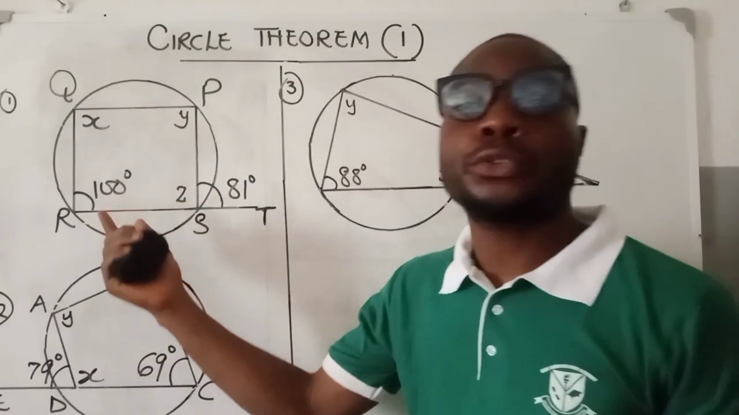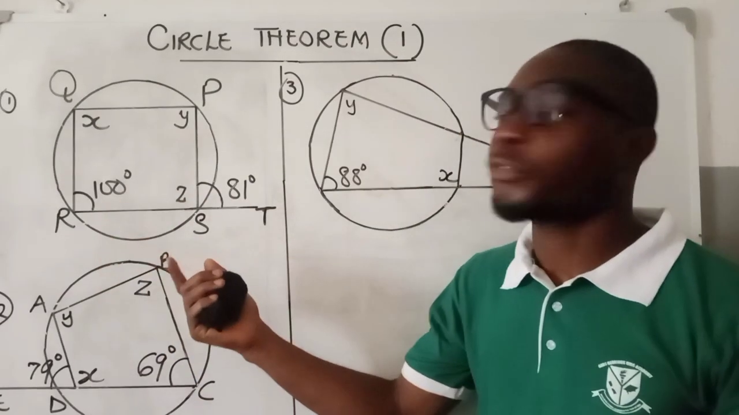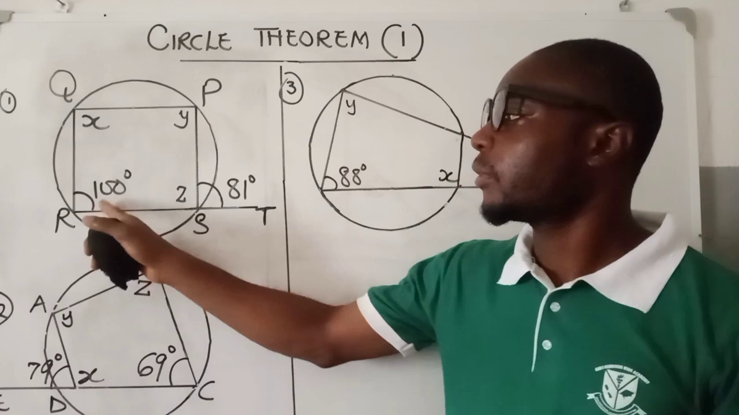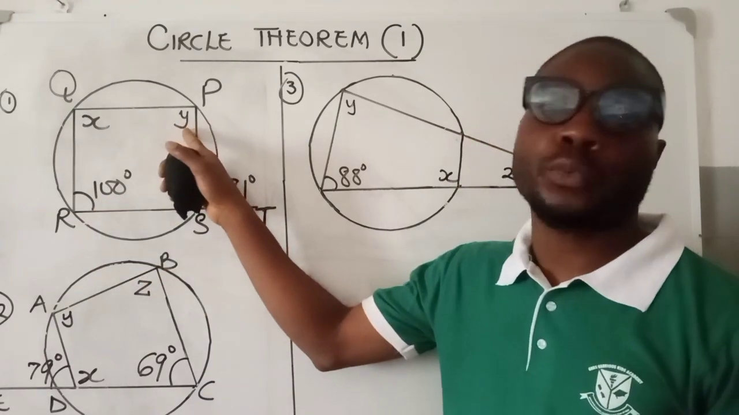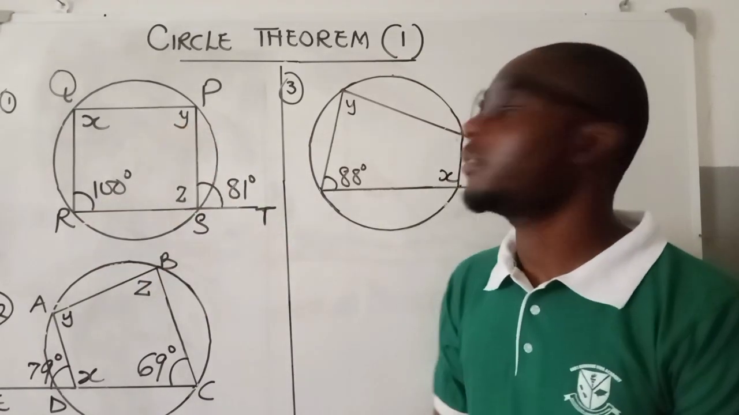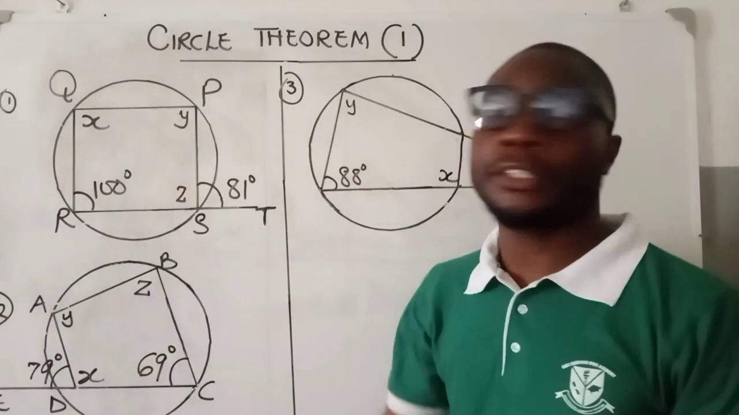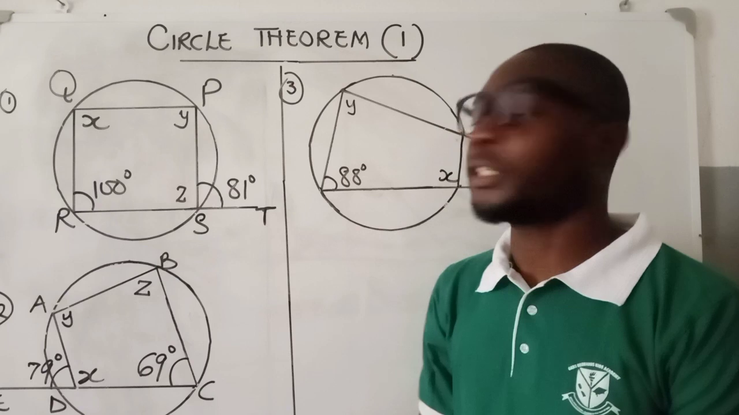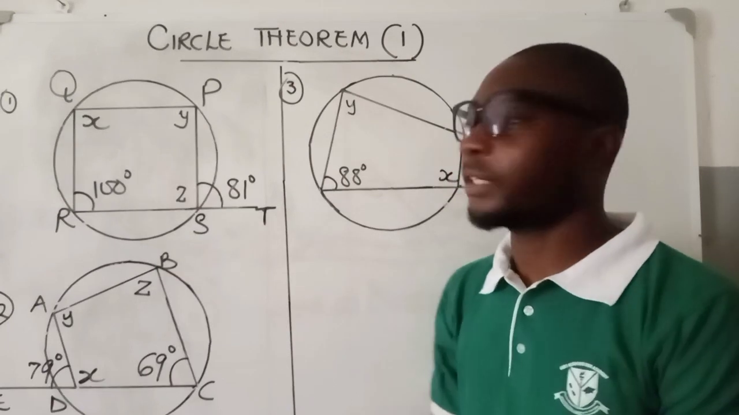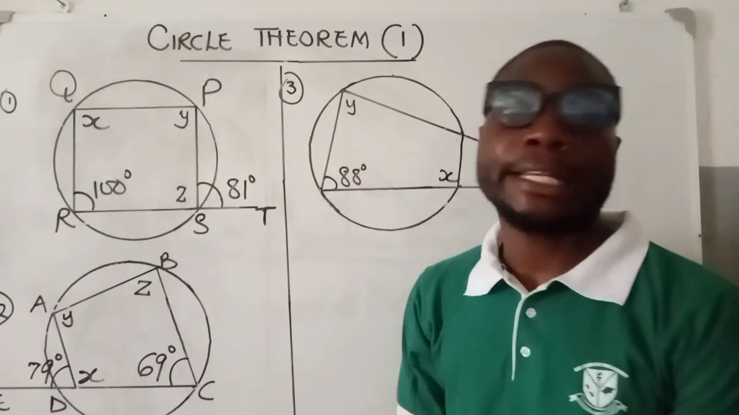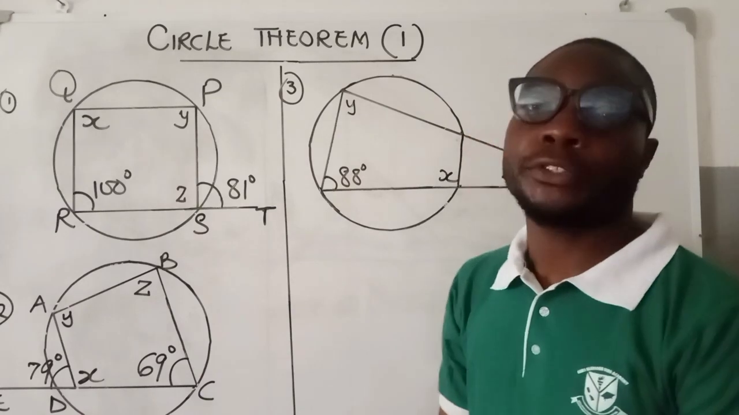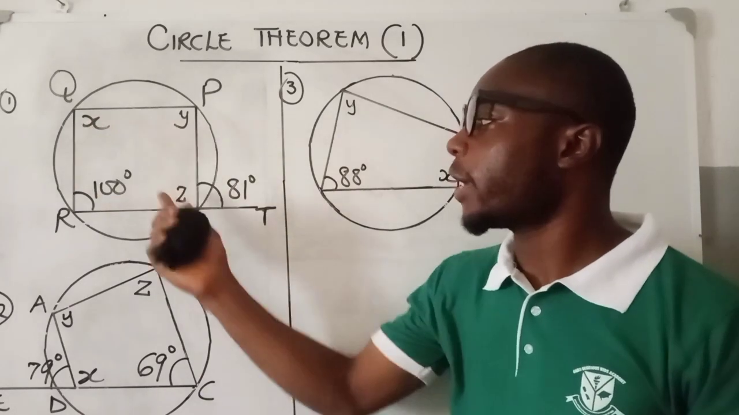The opposite angles in a cyclic quadrilateral are supplementary. That means 100 degrees plus y degrees is equal to 180 degrees, and also x degrees plus z degrees is equal to 180 degrees. That shows us that the opposite angles in a cyclic quadrilateral are supplementary. So we're going to find the value of x, y, and z.